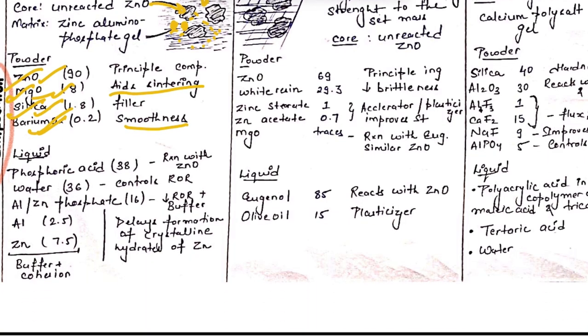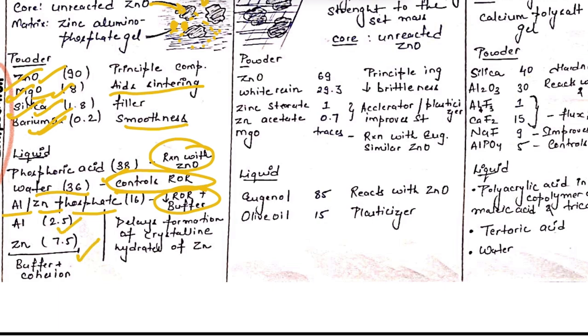Then the liquid, it contains phosphoric acid about 38-40%. So phosphoric acid is the main component. It reacts with zinc oxide. Then we have water, again about 40%. It controls the rate of reaction. Okay. Then we have aluminium zinc phosphate. It decreases the rate of reaction again, and it acts as a buffer. Then we have aluminium, so it came into the reaction we saw earlier.